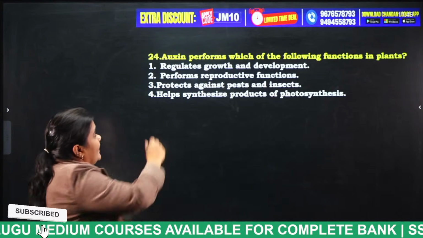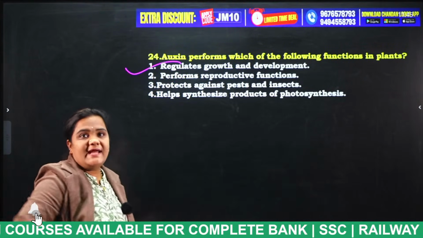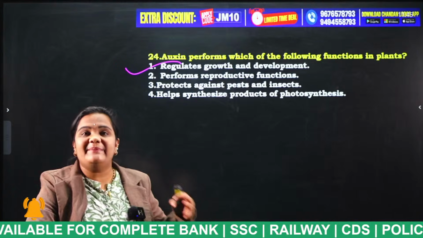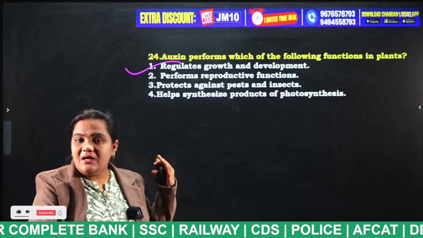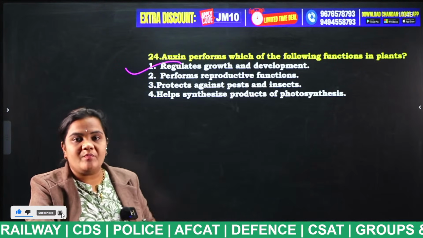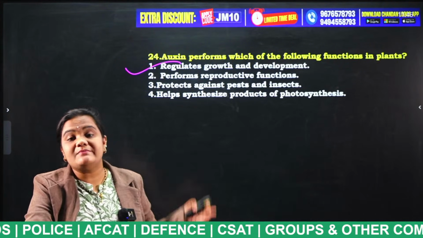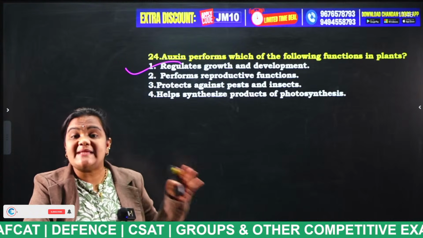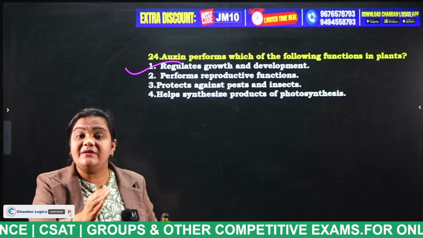Yes, very good. Regulate growth and cell division. Yes, cell division, apical dominance. So these are the functions performed by the auxin hormones. Gibberellins are nothing but stem elongation. Cytokinins are nothing but cell division.